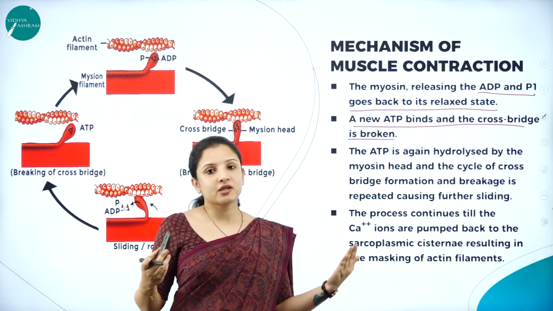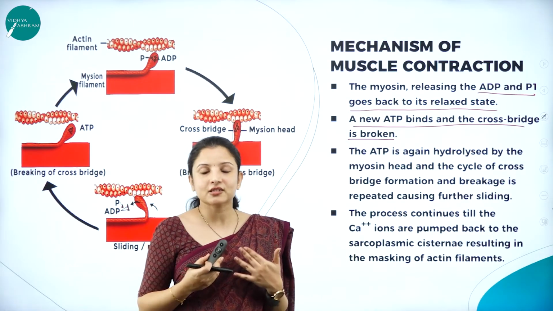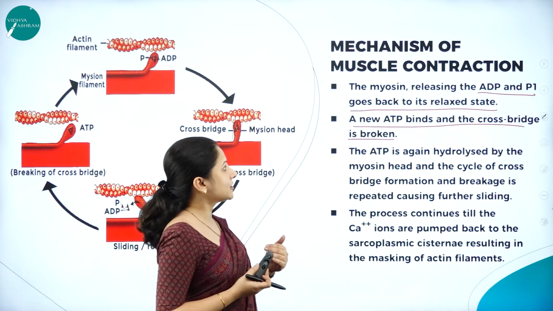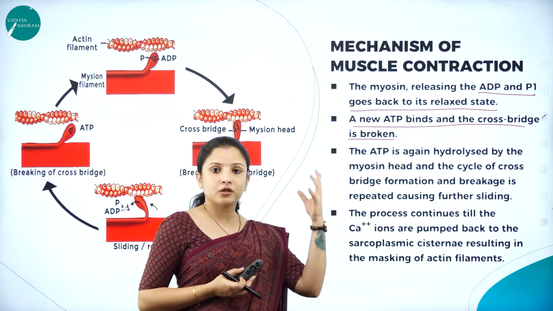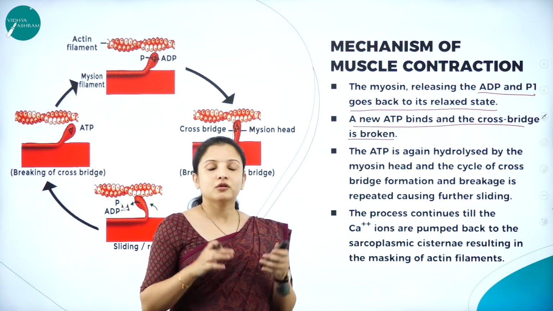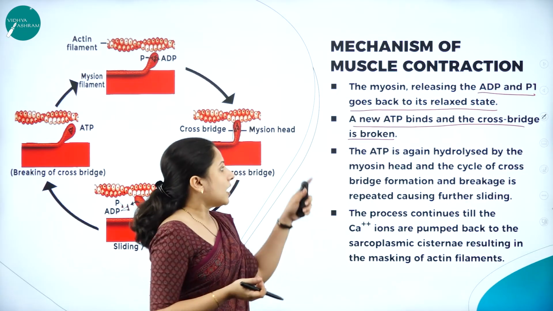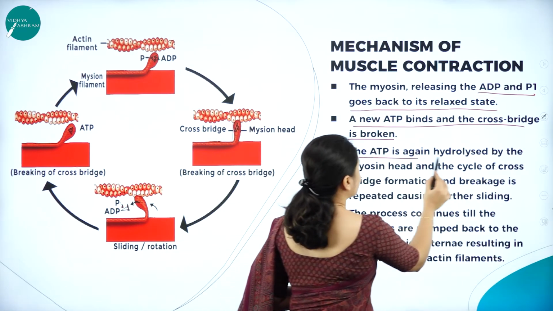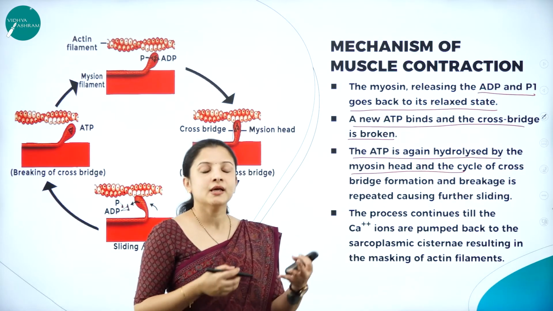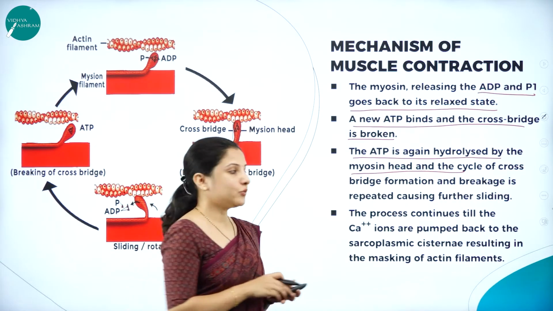Now, again the stretching has to occur, because stretching, contraction, relaxation is a continuous process here, because we keep using our muscles, right? So, that is the reason. Now, again very soon a new ATP will come and bind to the cross bridge. Therefore, the cross bridge will get broken, and the ATP is again hydrolyzed by the myosin head, and the cycle of cross bridge formation and breaking of the cross bridge will continue.